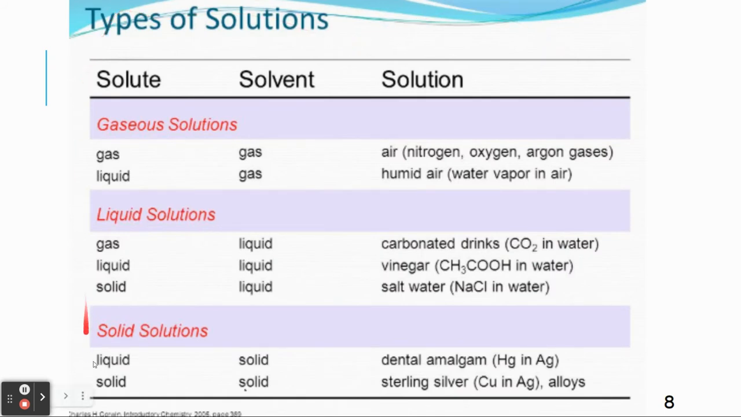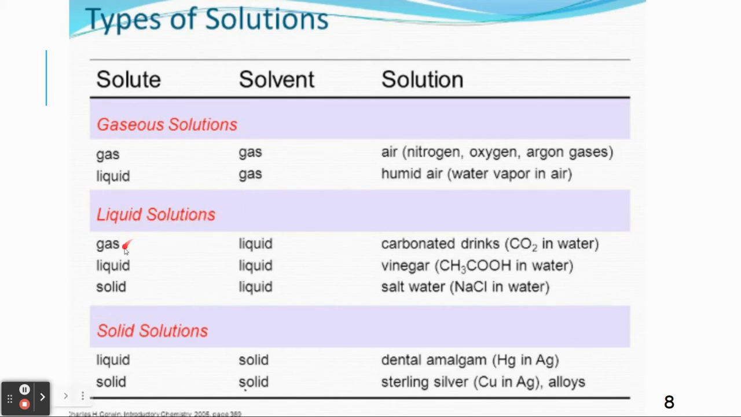And so in this table here, you can just see some more examples of the different types of solutions that can exist. This is not even all of them. It's just some common ones. So you can have gas solutions where you have a solute gas and a solvent gas, for example, air. You can have a gas solution where the solute is a liquid and the solvent is gas, like humid air. When you have water vapor in the air, that's an example of a liquid solute, basically the water dissolved in the air, which is the gases.